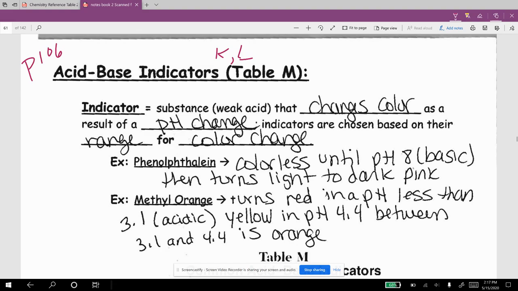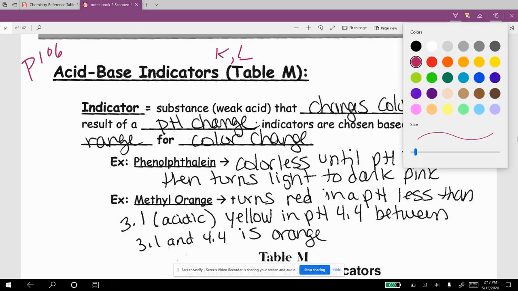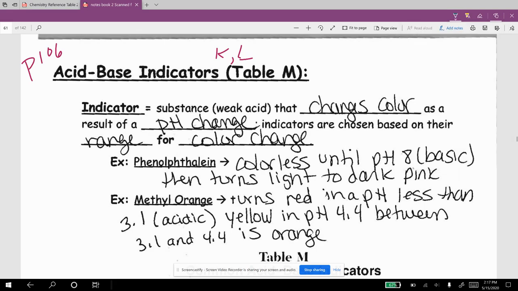So we have an indicator, and an indicator is just any substance, and it's usually a weak acid, that is going to change color based on a pH change. So it's something that's going to change color. It's going to kind of give you an idea of what the pH of a substance is if you use the indicator to test. And indicators are chosen based on the range for a color change. So you can tell if something is acidic or basic, really basically just a very general range, right?